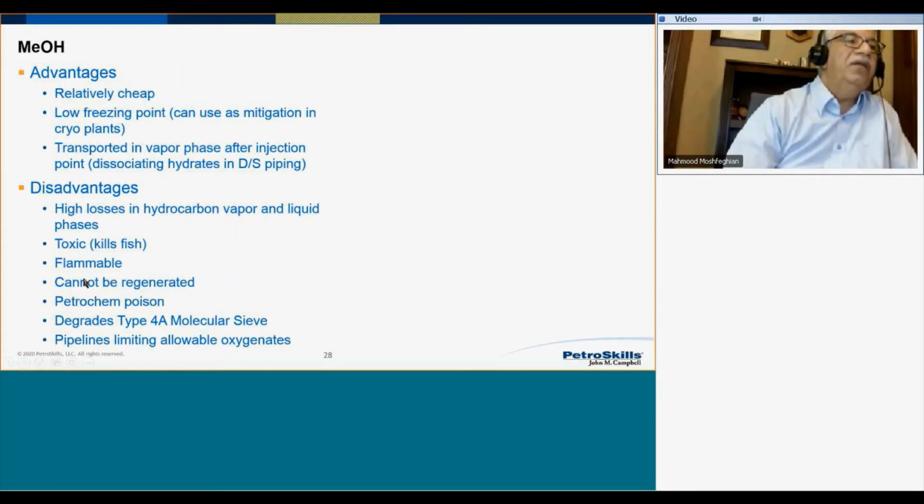As I mentioned, it's poison for petrochemical plant and degrades type 4A molecular sieve in the dehydration process, and pipeline limiting allowable oxygenate. Many pipeline operators have limits in terms of concentration of methanol or oxygenated molecules in the feed gas to their pipeline.